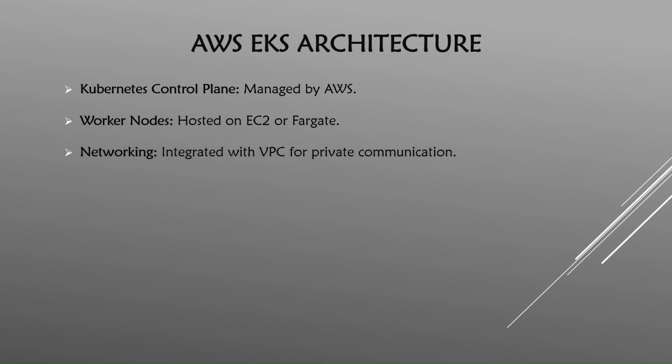Networking. It's integrated with the virtual private cloud for private communication. AWS EKS clusters integrate seamlessly with Amazon VPC, enabling secure and private communication between worker nodes and the control plane. And it adds some key features like private subnets, security groups, and elastic load balancers. Storage: it supports EBS, S3, and EFS for persistent storage.